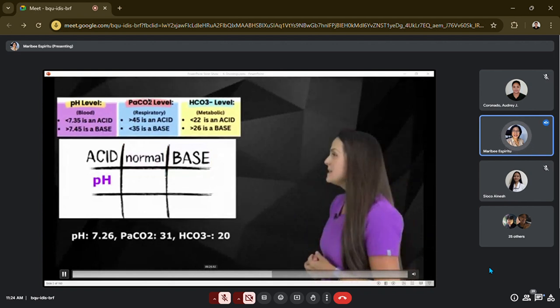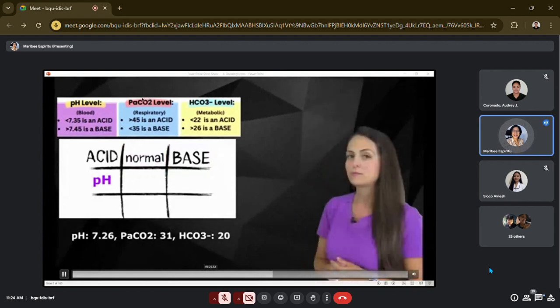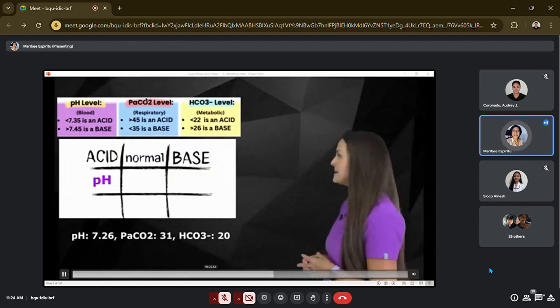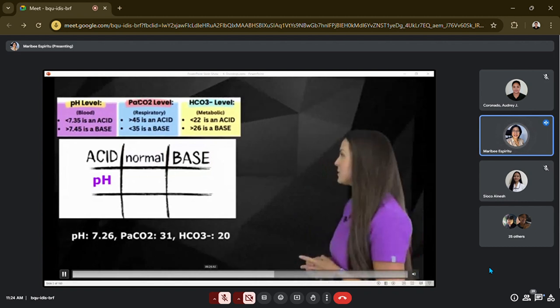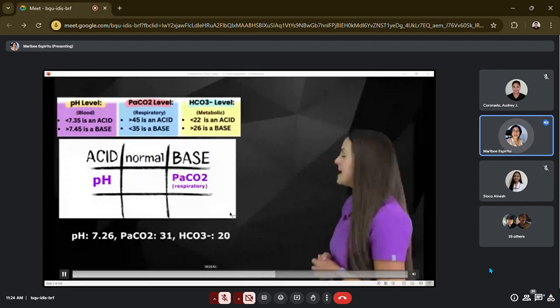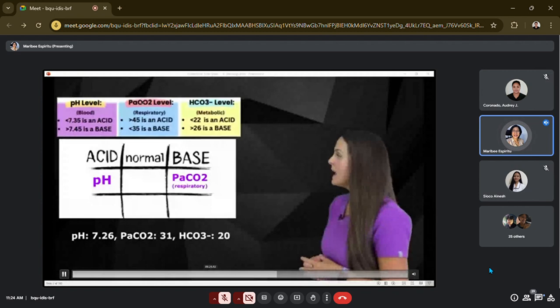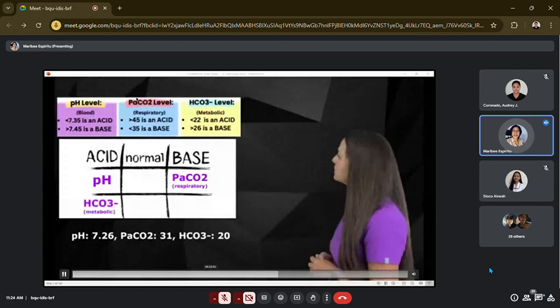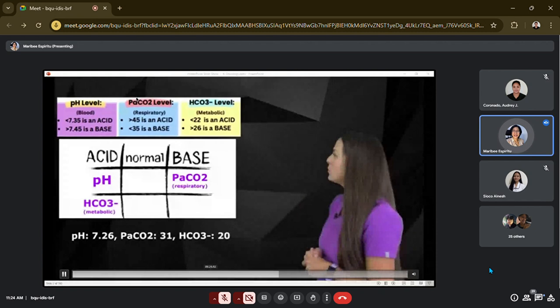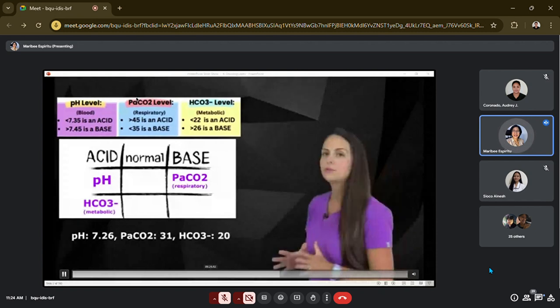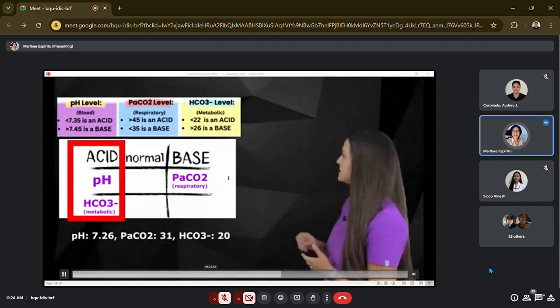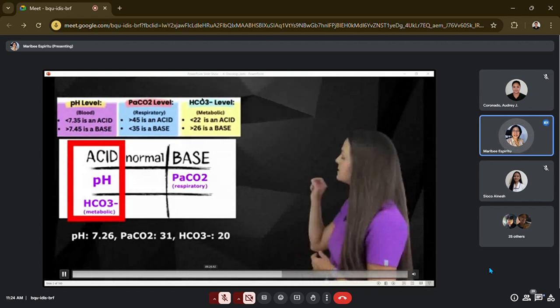Then we're going to look at the PaCO2. It was 31. That is on the base side, so we're going to put that under base. And then we're going to look at the bicarb, the HCO3, and it was 20. When we interpret that, it goes under acid. Now we're going to look for a vertical 3 in a row. Do we see one? We do. We have one over here on the acid side: acid plus pH plus bicarb, HCO3. We put all of that together to get metabolic acidosis.